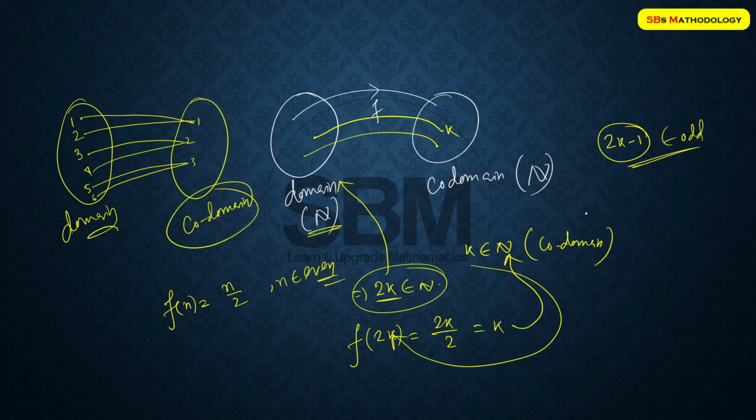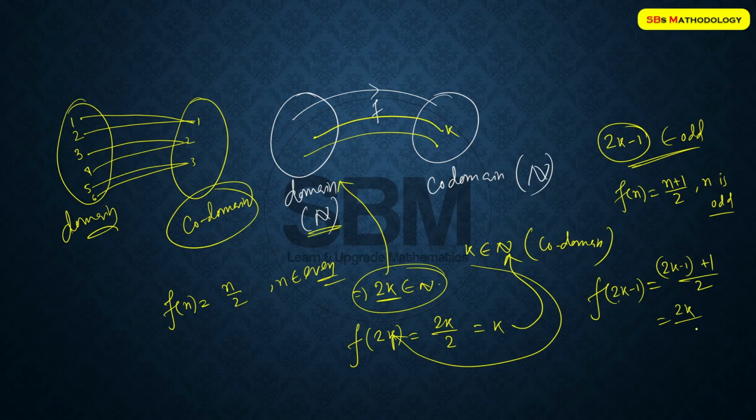Now it is clear that for any value of k, 2k minus 1 is an odd number. If we observe the function's definition, it says that f of n equals n plus 1 by 2 when n is odd. As 2k minus 1 is odd, f of 2k minus 1 gives 2k minus 1 plus 1 by 2. The minus 1 and plus 1 cancel out, so we get 2k by 2, which is k, the point of the codomain. So again, we are getting the other point.